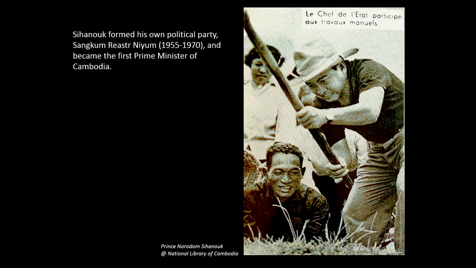In 1953, Cambodia received full independence from the French. After independence, Prince Norodom Sihanouk abdicated the throne and formed his own political party in 1955, named Sangkum Reastr Niyum. His party won the national election that year, and Sihanouk became the first prime minister of Cambodia.